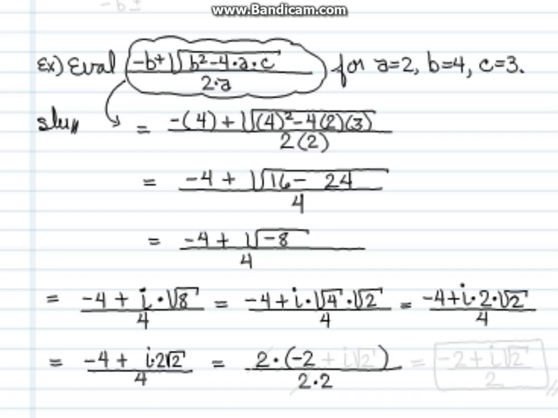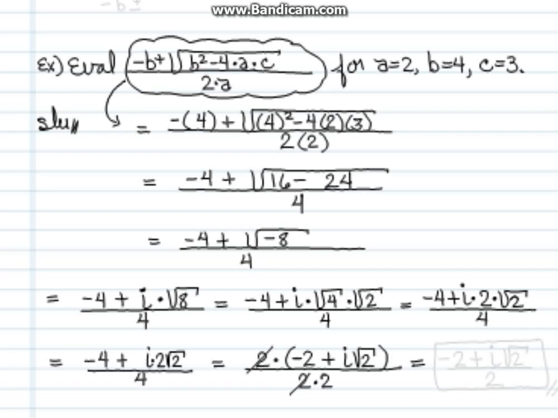In other words, I'm asking 2 times what gives me the last term, i times 2 times square root of 2? And the answer is positive i times the square root of 2. Now at this point, we can cancel a factor of 2 across the top and bottom. Do you believe that the factoring on top is correct? If you don't believe that I factored that correctly, you should distribute multiplication by 2 to see that you get negative 4 plus i times 2 square root of 2.